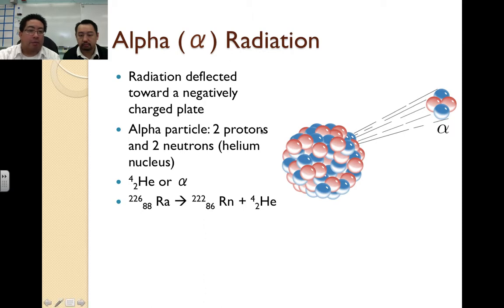We can represent alpha particles either with helium like this or with alpha. This represents a nuclear reaction involving an alpha particle emission. Remember, this is the mass number, which is protons and neutrons. This is the atomic number, which is just protons. So notice the change when this gets emitted: the mass number goes down by 4 and the atomic number goes down by 2.